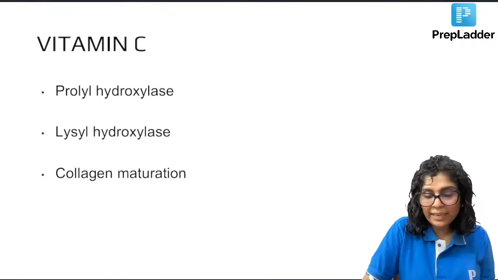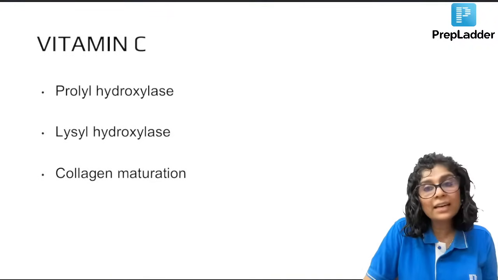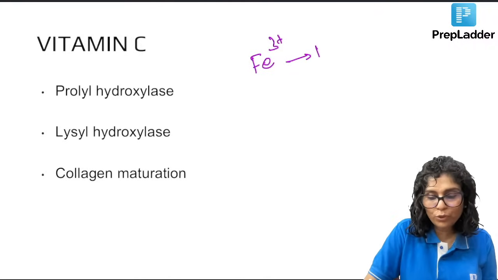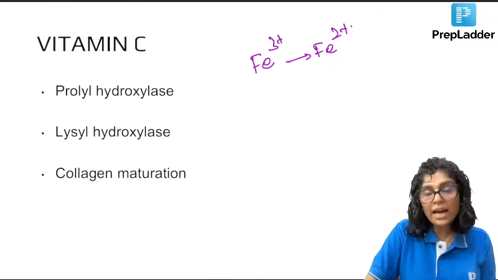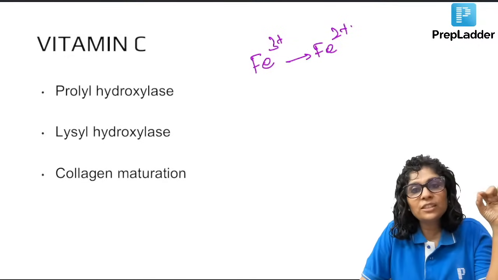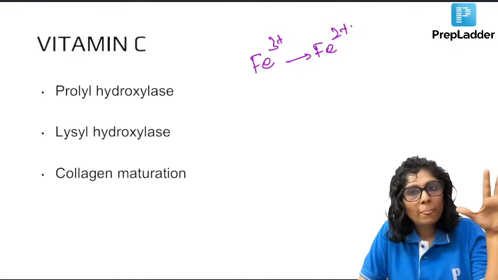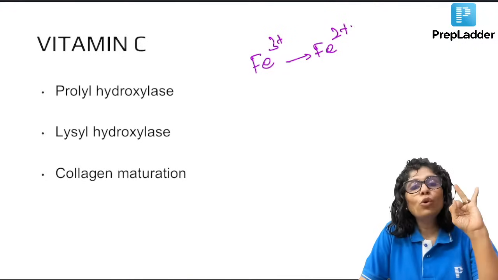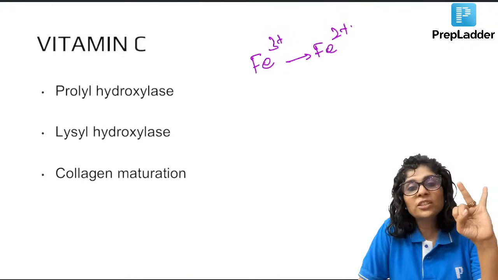Apart from this, vitamin C is also necessary as a reducing substance which can reduce ferric to ferrous, and it helps in iron absorption. That is why in vitamin C deficiency, you see anemia. Do you understand this? In vitamin C deficiency, you see anemia. You also see collagen maturation defects.